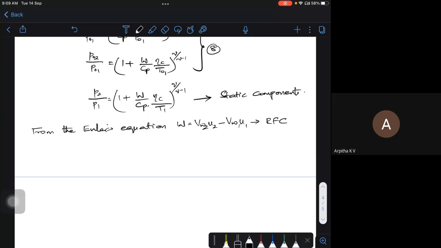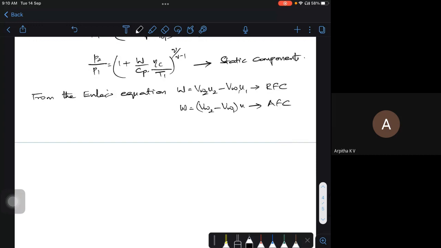What will happen if I have an axial flow compressor? In that case, your U1 and U2 are both the same, because I am going to calculate with respect to the mean diameter. So in that case, Euler's equation gives W equal to VW2 minus VW1, into U, for an axial flow compressor. So for a radial flow compressor that is the equation, and for an axial flow compressor this will be the equation. Even under these conditions, we have certain special cases.